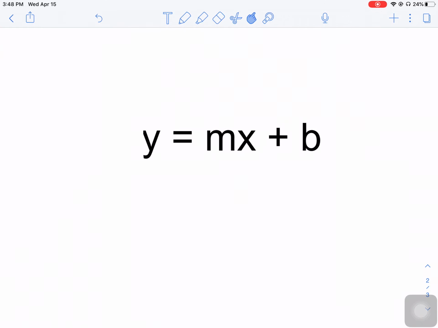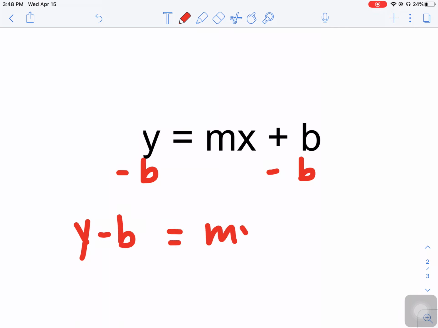Y equals mx plus b. So for this problem, I'm going to start by getting rid of the b. I'm going to do that, and I'm going to say minus b on this side, minus b on this side. And I'm going to rewrite it. Y minus b equals mx. And the plus b minus b on the right side cancel each other out.